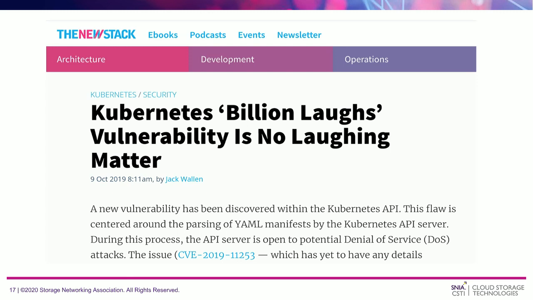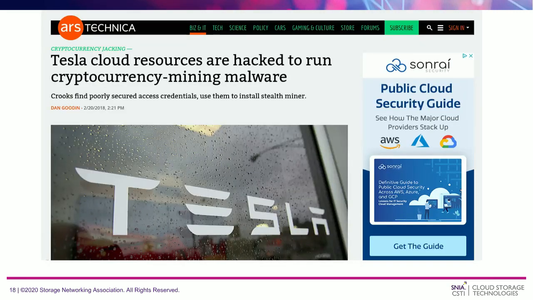Essentially, some of these templating or markup languages allow you to create a reference to another object inside of the same sort of XML or YAML template. And if you chain that over and over again in a recursive fashion, you can effectively DDoS a server. So a bug like this appeared in the past year, required folks to update their Kubernetes servers.